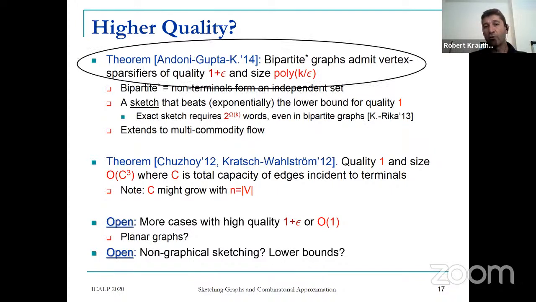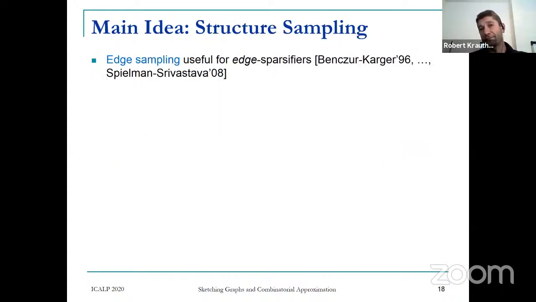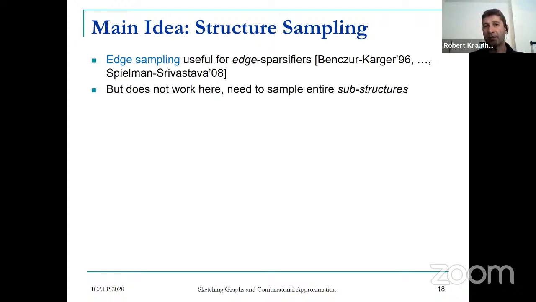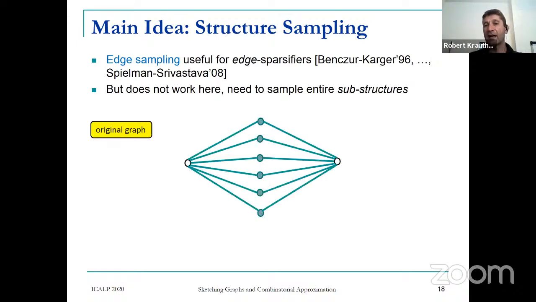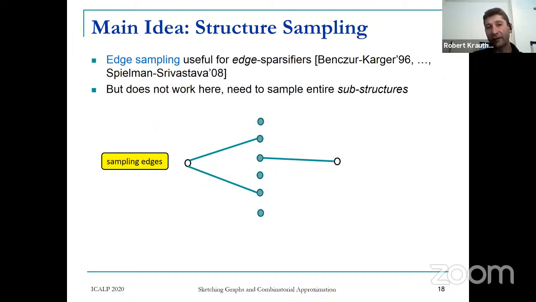Okay, so I want to say a few words about the proof of this theorem. It basically works by sampling. The natural way is to do edge sampling, like you do for an edge sparsifier, where you sample every edge. But here it's not going to work. Suppose you have this bipartite graph, which I drew in a different way. You have only two terminals, on the leftmost and the rightmost, and all the non-terminals in between. Now, every flow path has length 2. So if you sample edges independently, you're going to break these flow paths. That's going to be very bad.